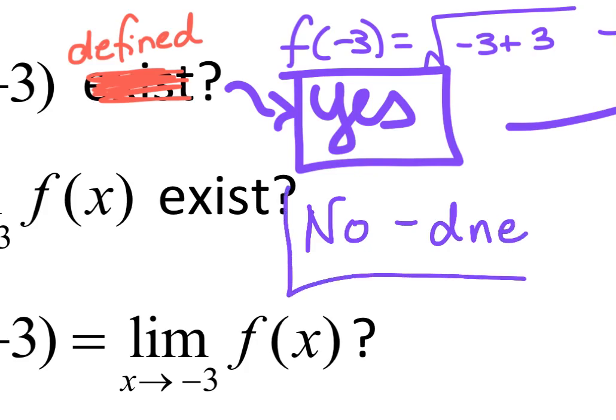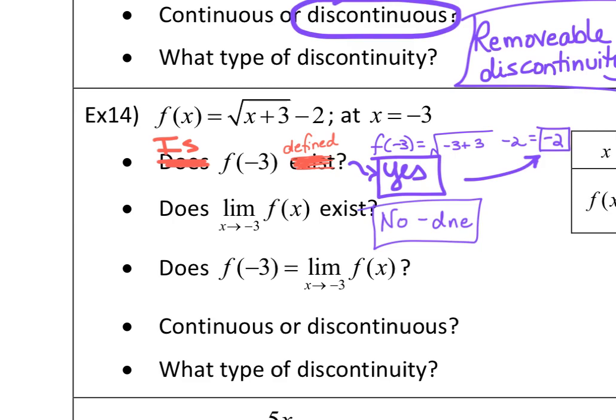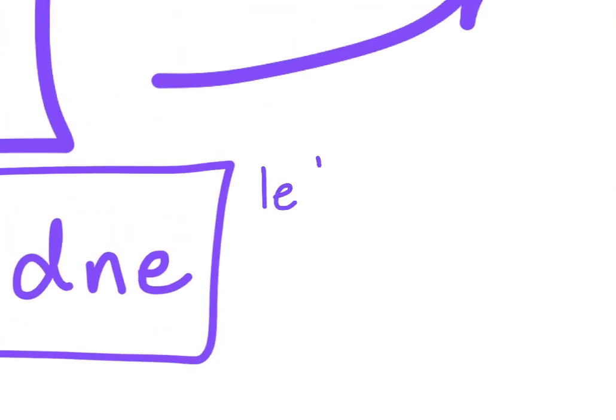DNE, doesn't matter if DNE is capitalized or not. I know I've been inconsistent. And you can say something like, here the left limit does not equal the right limit.